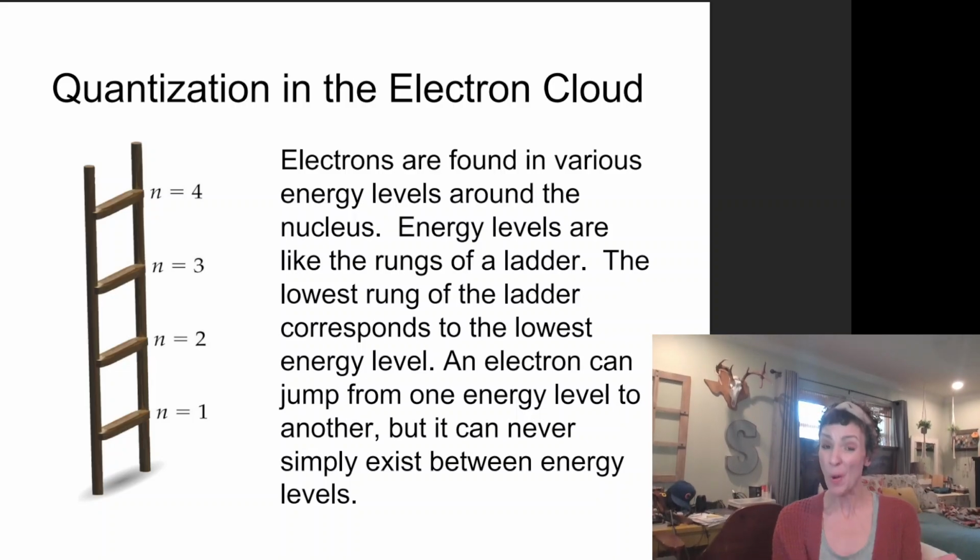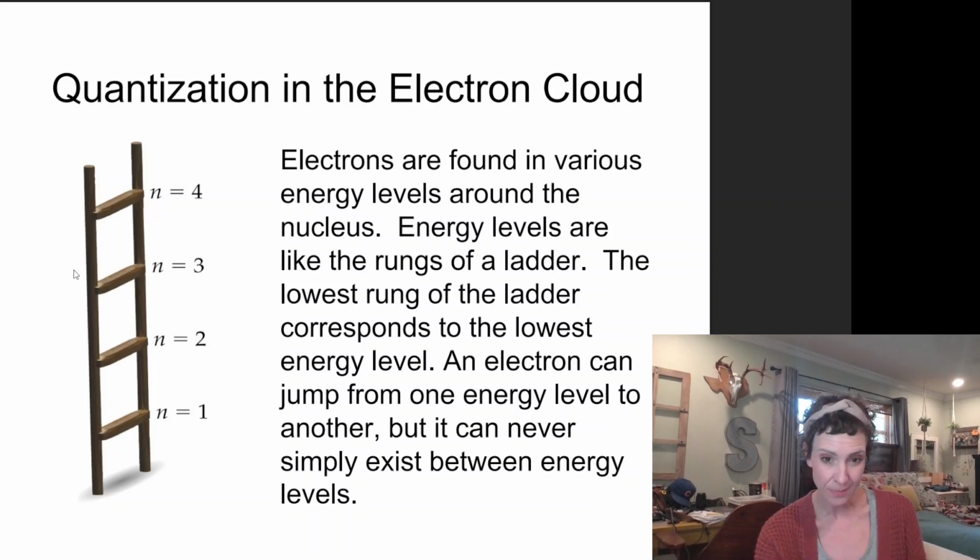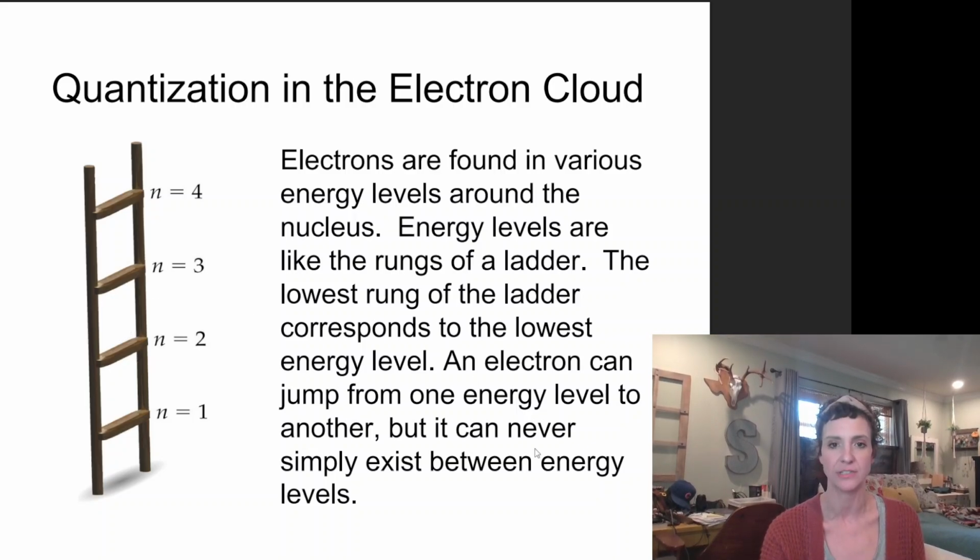So there is still quantization in the electron cloud. Electrons are found in these various energy levels around the nucleus. And remember, energy levels are like the rungs on a ladder. The lowest rung here of the ladder corresponds to the lowest energy level. And an electron can jump from one energy level to another, but it cannot exist and hang out in between energy levels.